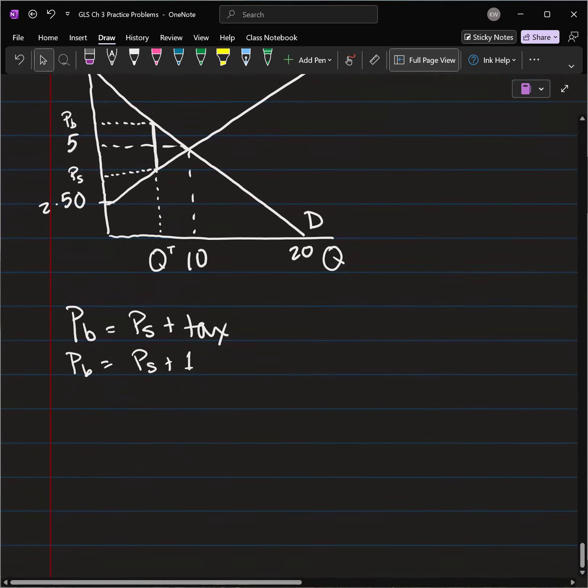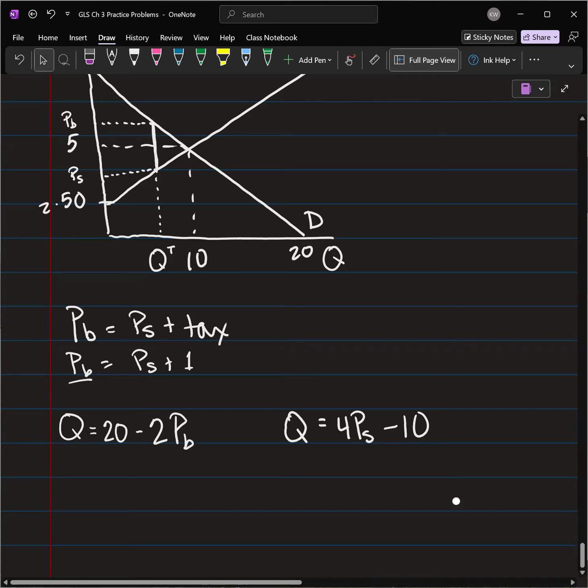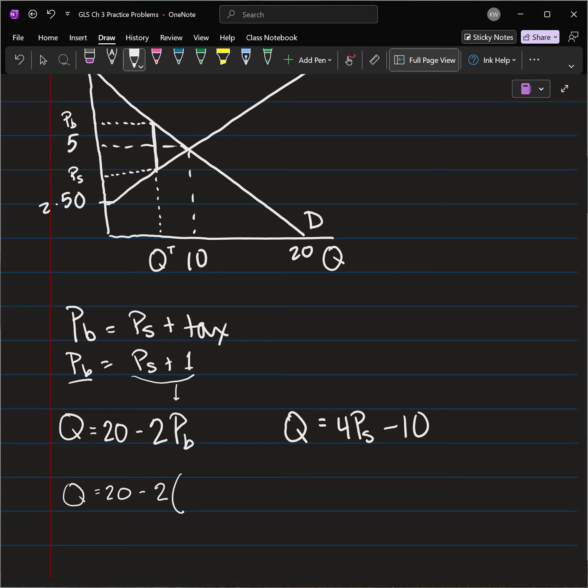And just like our subsidy example, we're going to substitute for the price that buyers pay, but this time we're going to substitute in the demand equation, right? If we were to rewrite our equations for supply and demand, we would have on the demand side that quantity demanded is equal to 20 minus 2 times the price that buyers pay. And for supply, we would have that quantity supplied is equal to 4 times the price that sellers receive, minus 10, okay? So in order to solve for that equilibrium point, we need both of those prices to be the same value. So in order to do that, we're going to substitute for the price that buyers pay in our demand equation. So we'll have quantity equal to 20 minus 2 times the price that buyers pay, which we said is equal to the price that sellers receive plus 1.